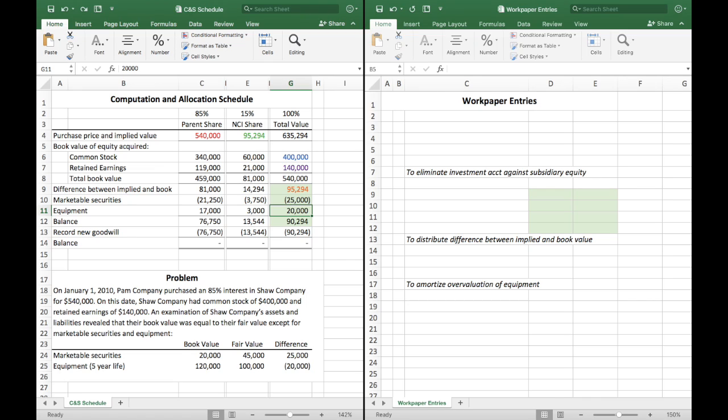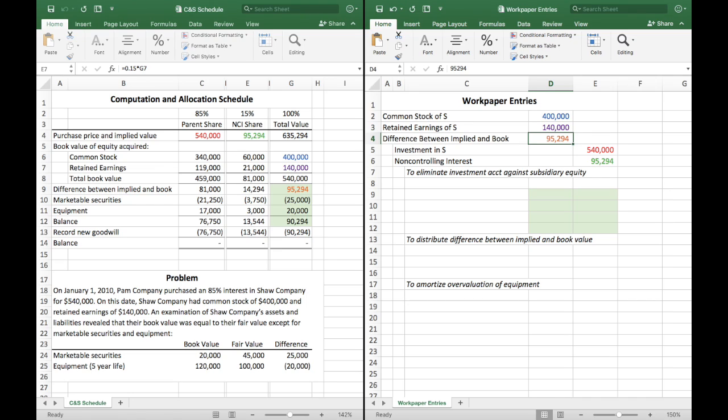First, we'll want to eliminate the investment account. We'll do that by crediting investment in S and non-controlling interest for the red and green amounts found in the schedule. Then we can debit common stock and retained earnings using the blue and purple numbers, and the difference found in orange is also debited.